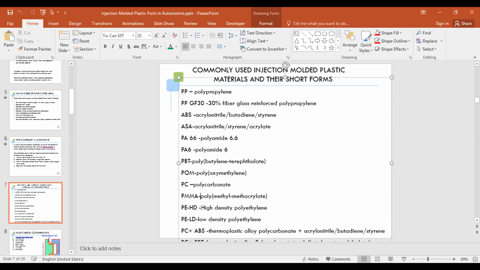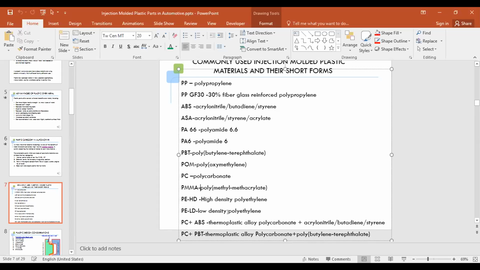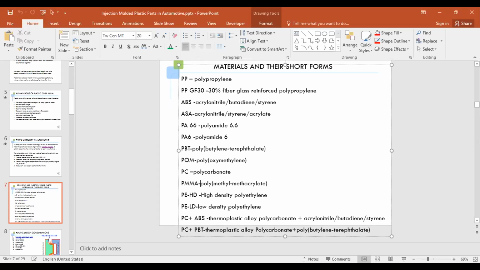So PEHD and PELD. PEHD is polyethylene, high density, and PELD is low density. This material is used in automotive for all the spoilers, all the mud guards, all the parts which are not important in terms of aesthetics. So PE is used there.